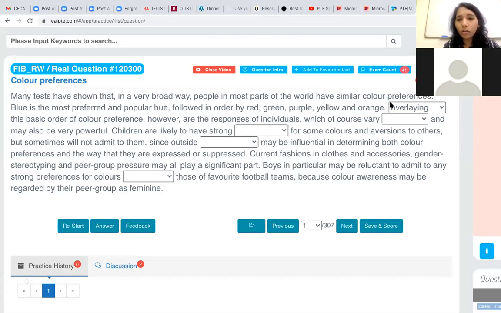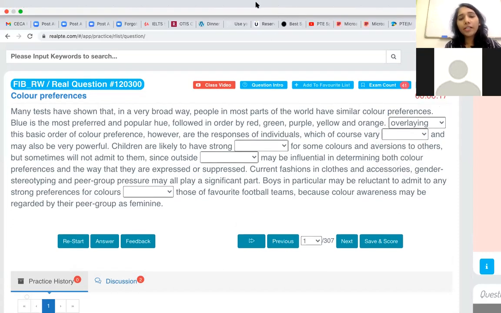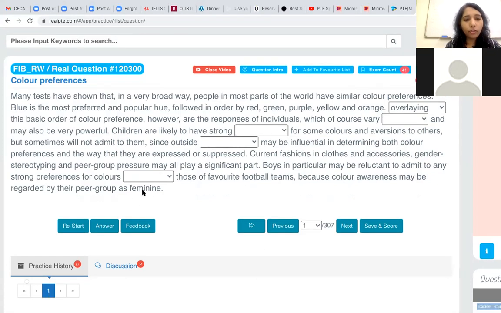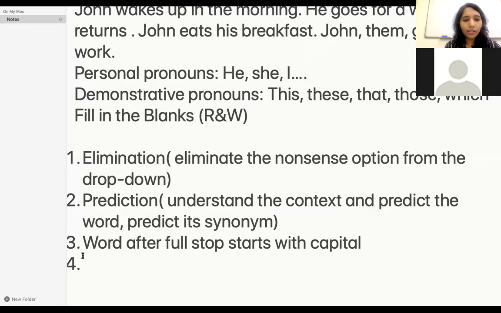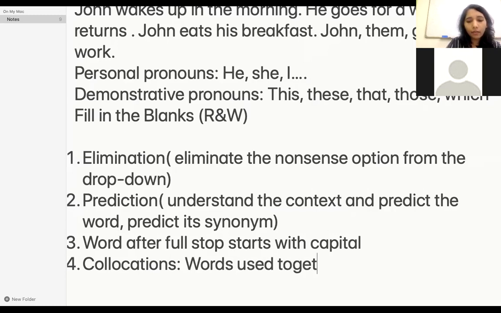So then there's something called collocations. If you see this word vary, what are the words used next to vary? You see vary slightly, vary widely. These are called collocations. Collocations are words which are used together. We don't know for what reason, but they're always used together. So this is also one thing to understand for your blanks.